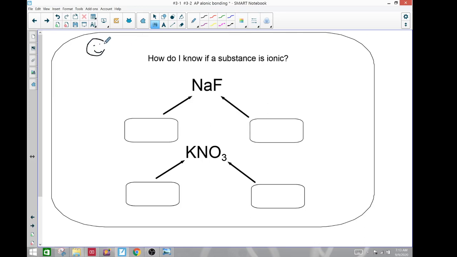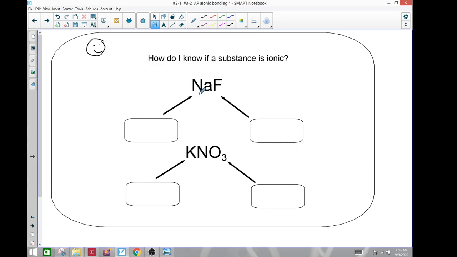But how do I know if a substance is ionic? Okay, so this is pretty critical. All the naming systems and all the stuff is based off the type of bond. All the properties are based off the type of bond. So knowing right away if you see a molecule, I'm thinking that's ionic, that's important.